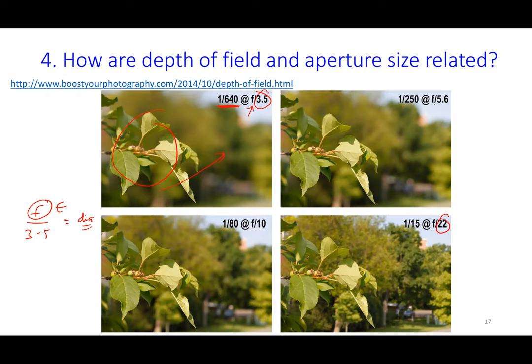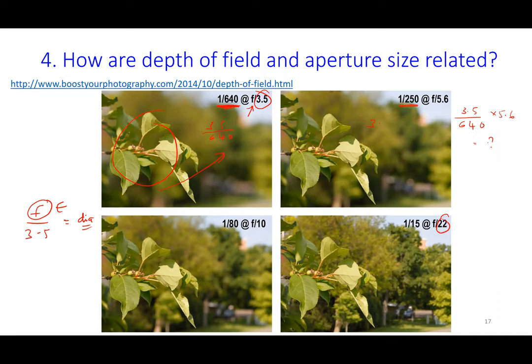If some of you could try it out: assume that from here you figure out F, which is equivalent to F equal to 3.5 by 640. That's your F value. So just to try this out, 3.5 by 640 into 5.6. Is that giving you 1 by 250? No.